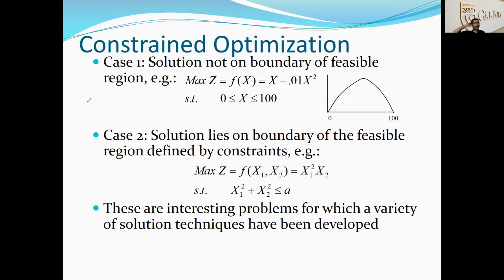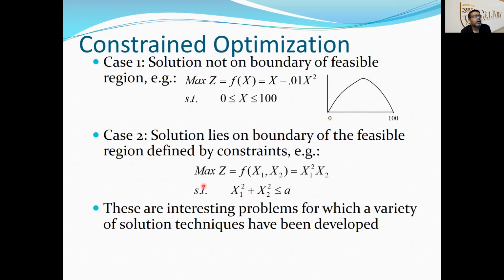Okay, so constrained optimization. The solution is not on the boundary of a feasible region. So if it's not on the boundary, if it's a shape like this, you can easily find the maxima. So there could be a solution somewhere in the middle, like it is here. Case 2 could be the solution is on the boundary of the feasible region.